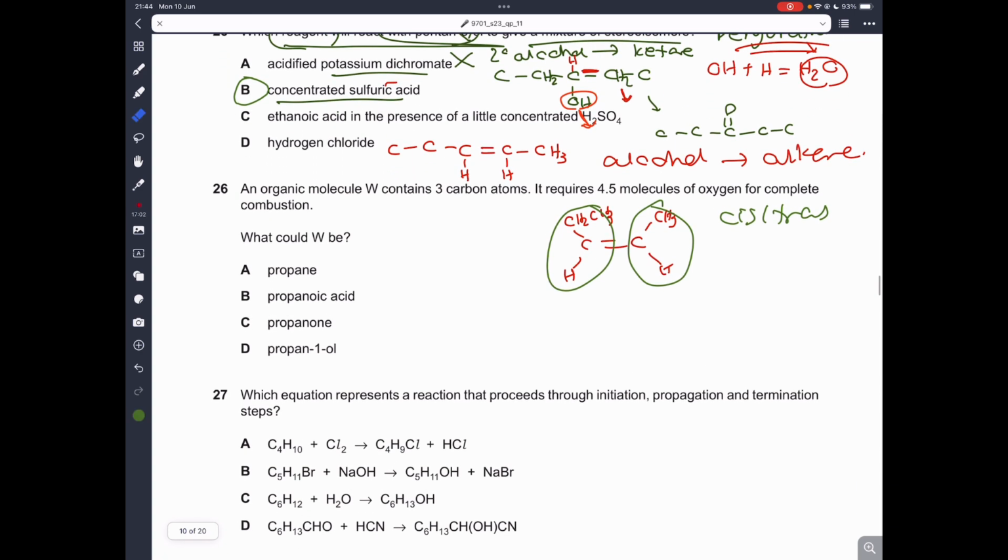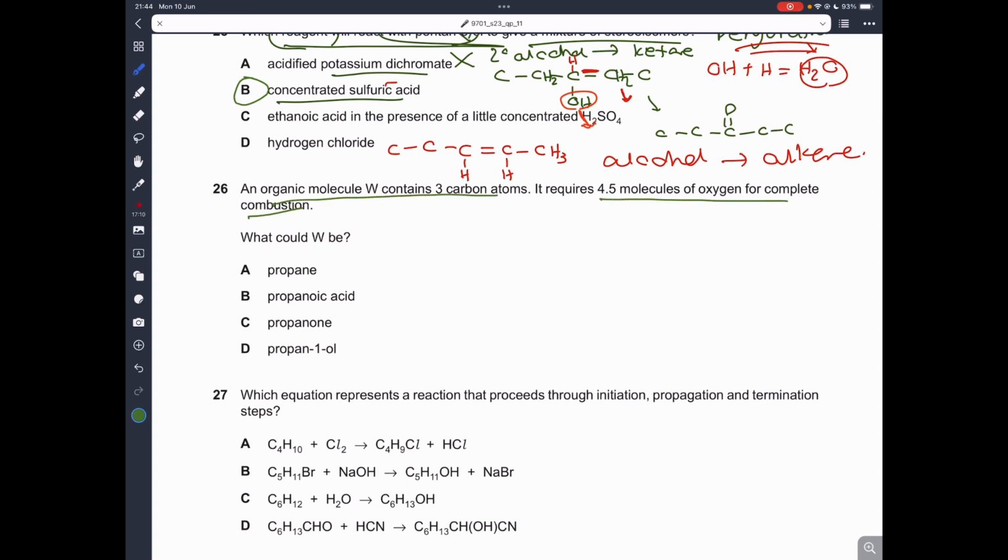Question 26. An organic molecule contains 3 carbon atoms. It requires 4.5 molecules of oxygen for complete oxidation. What could it be? For complete oxidation, you're always going to produce carbon dioxide and water. An organic molecule containing 3 carbon atoms, so we don't know what this is. So this is a trial and error question.